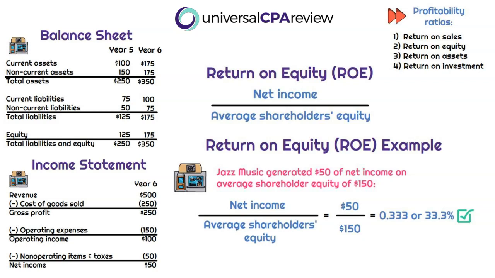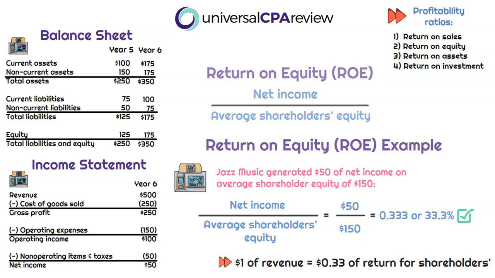So anyway, when we divide net income of $50, right, into average shareholders' equity of 150, we get 0.333, goes on forever, right? So we'll round that up to 33.3%. And what that tells us is for every dollar of shareholders' equity in the business, well, they generate 33 cents of net income. So obviously investors, they want this ratio to be maximized.